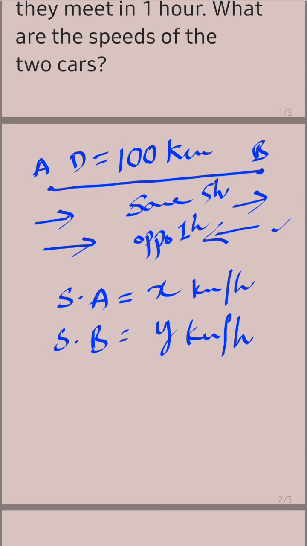Now the next thing is how to make the equations for this. If we have two equations, we can solve by the substitution or elimination method. In these kinds of problems, distance, speed and time are involved, so immediately we have to know the relation between these three: distance is equal to speed into time.